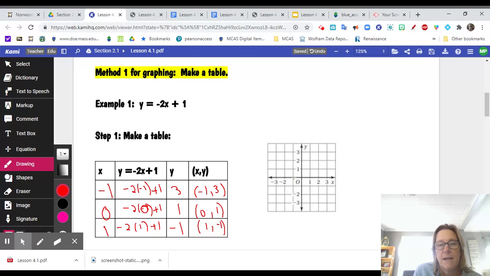Now I'll plot them: -1, 3, 0, 1, and 1, -1. And they all seem to lie in a line. That's the key. So when I do this, if I see that one of the points does not make a straight line, then either I did a calculation wrong or the equation isn't linear. Eventually, you're going to be able to just look at an equation and know it's linear. And then you'll know to go back and check your work.